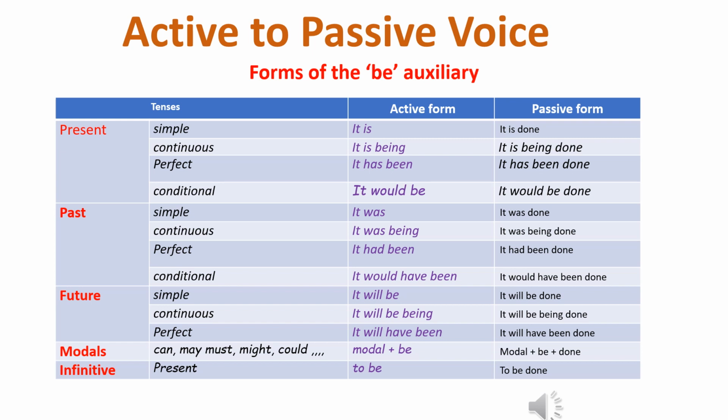If you have a look at this table, you will see how to conjugate the verb to be in English tenses and with modals as well. You may pause the video and look carefully at the table to see all the forms that you need in constructing the passive voice.